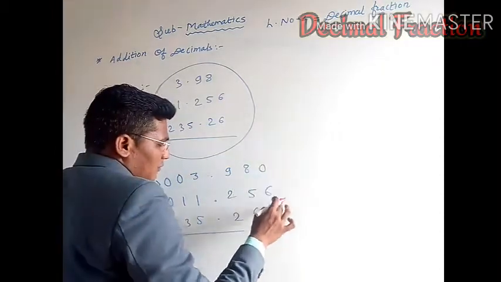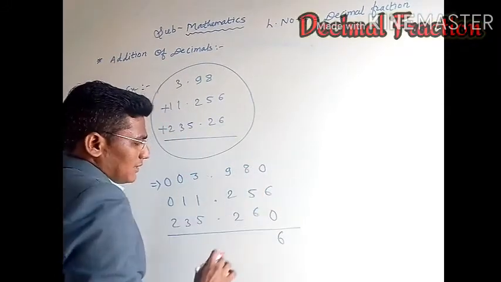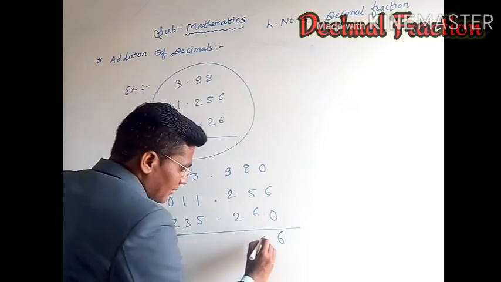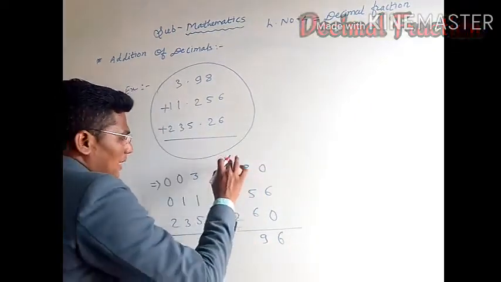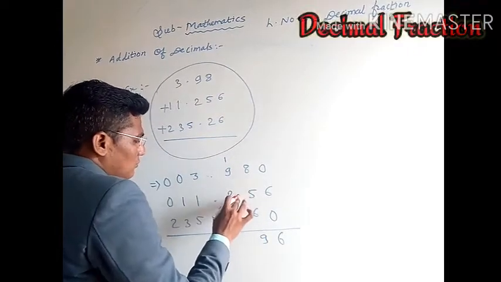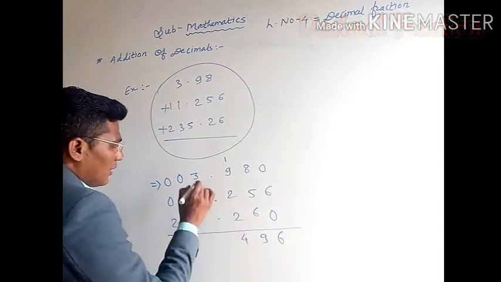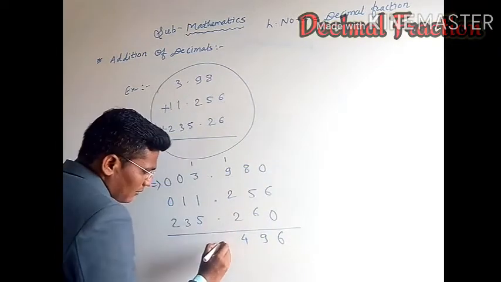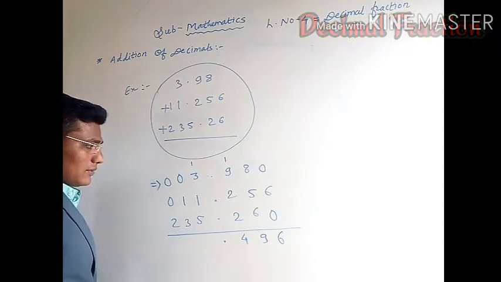0 plus 6 plus 0 is 6 only. 8 plus 5 is 13, 13 plus 6 is 19. This one will be carried. 9 plus 1 is 10, 10 plus 2 is 12, 12 plus 2 is 14. Now this one will go to this side, and the decimal point will be at that particular place only. Okay.